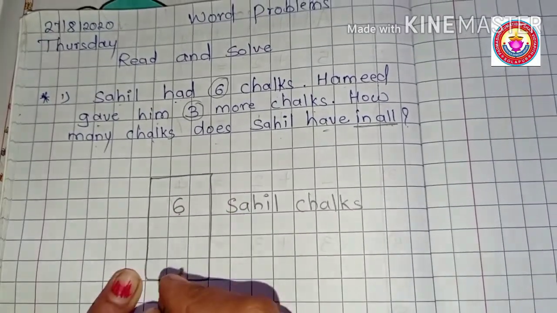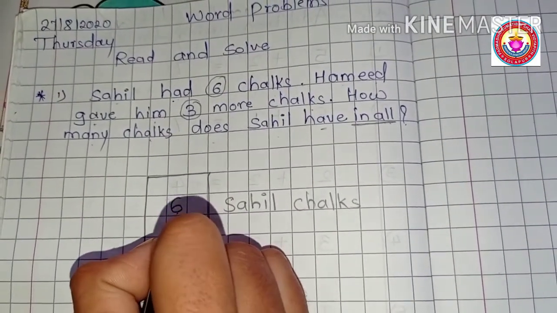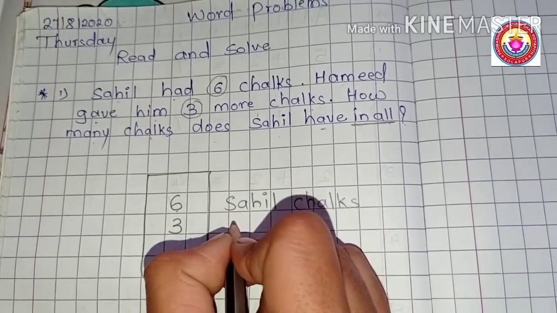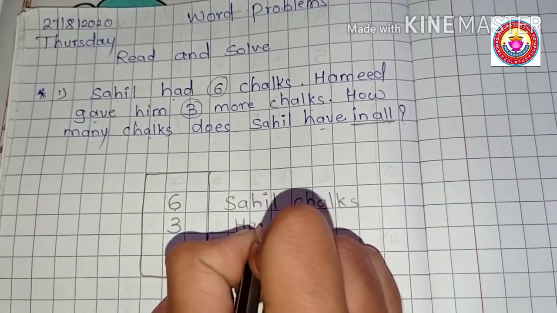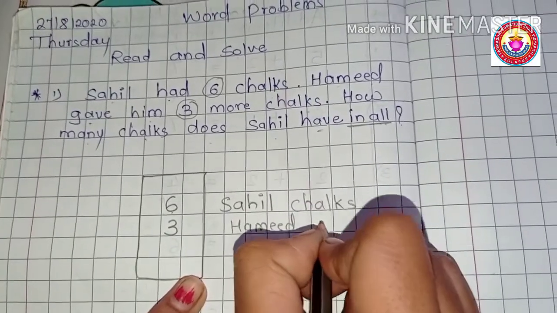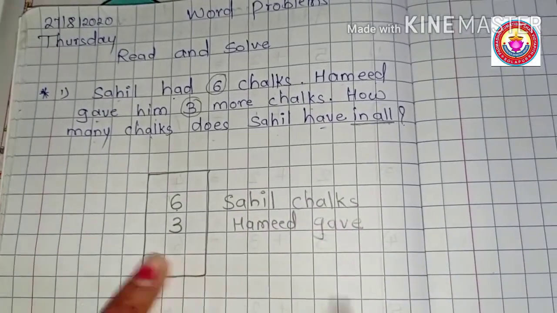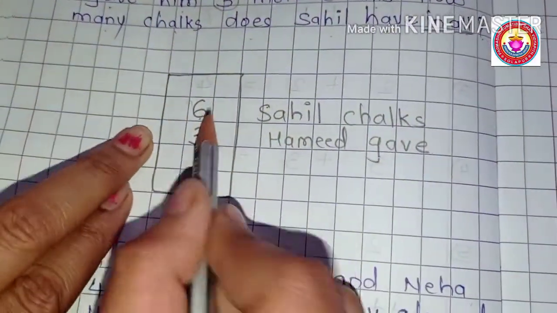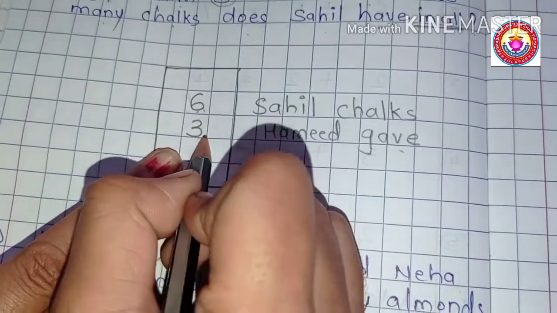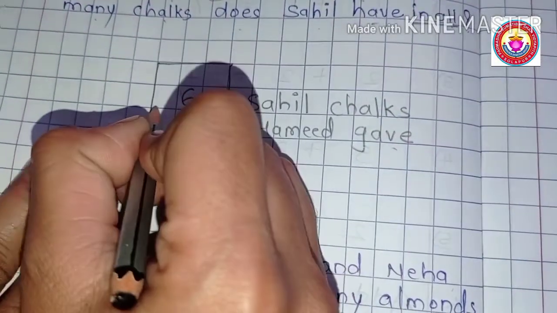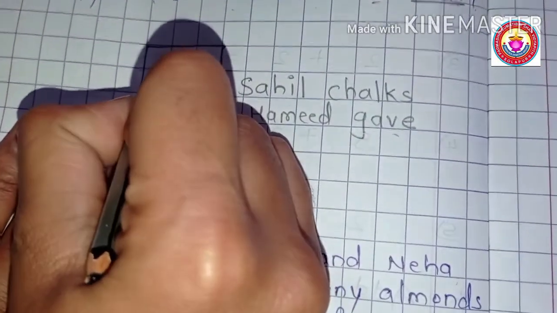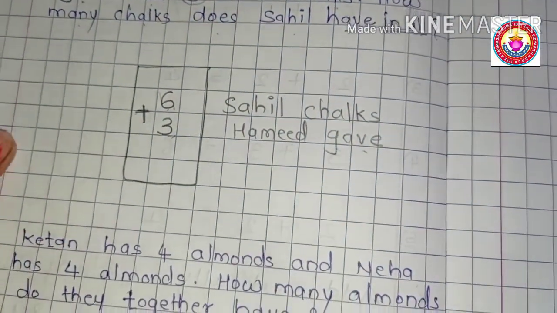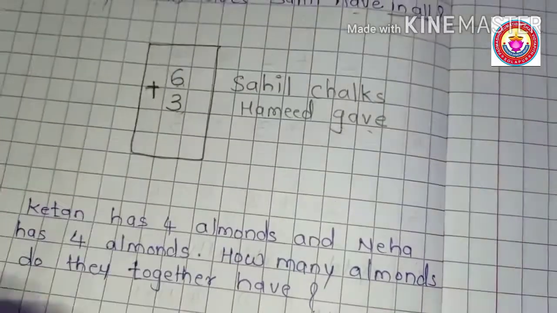Sahil's chalks are 6, and 3 more chalks. Who gave? Hamid gave. Here we have to write the statement like this: Sahil's chalks 6 and Hamid gave him 3 more chalks. So this sum is of addition, so here we will put the sign of addition. Now we have to solve this sum.